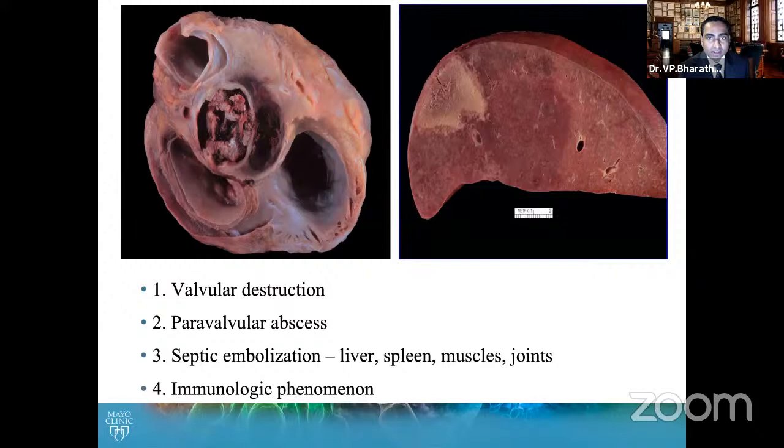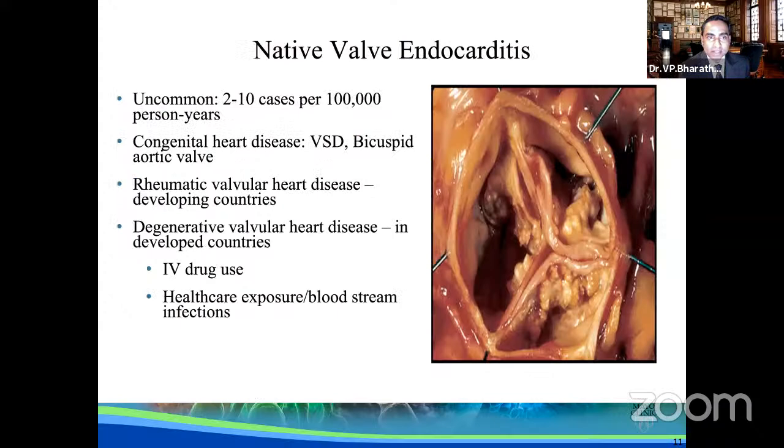So let's talk about native valve endocarditis. The rate is around 2 to 10 cases per 100,000 person-years. As we talked about before, rheumatic valvular heart disease is the predominant risk factor in the developing world. In the developed world, where rheumatic heart disease has been under control, degenerative valvular disease like aortic sclerosis, or congenital heart disease like bicuspid aortic valve, are the predominant reasons for infective endocarditis.